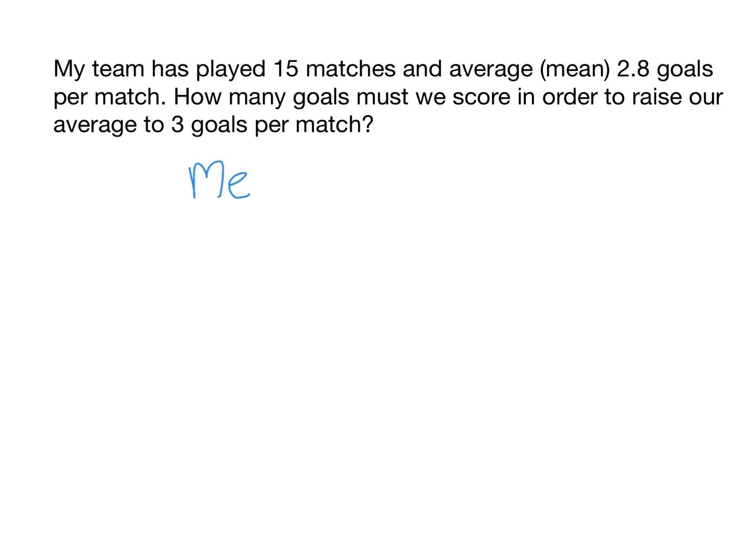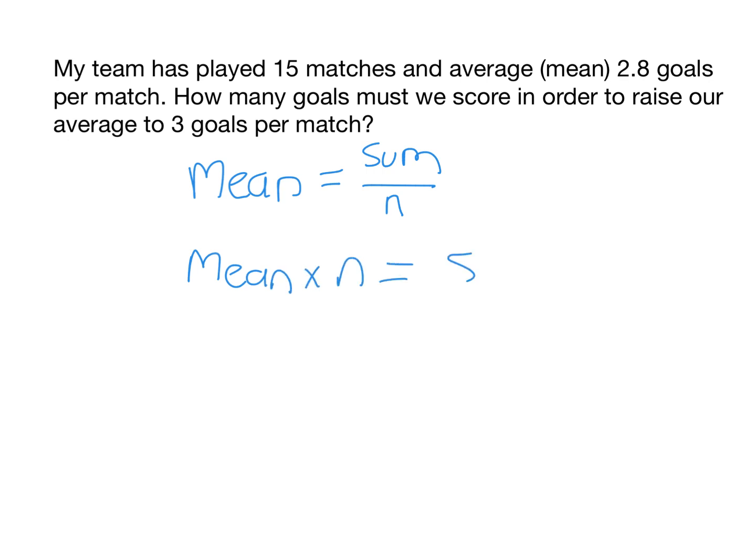Because this question's asking about the mean, and we know that the mean is the sum of the scores divided by n. n here means the number of scores. So consequently, if you times the mean by the number of scores, you get the sum. So what does that mean in the context of this question? Well, if we have a mean of 2.8 goals per match and we've played 15 matches, we must have scored 2.8 times 15. We must have scored 42 goals in total.